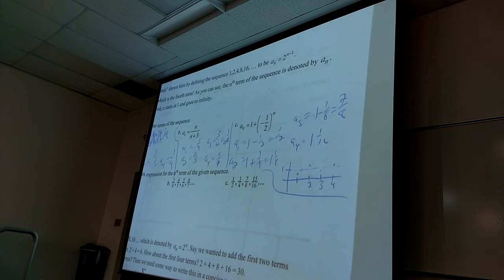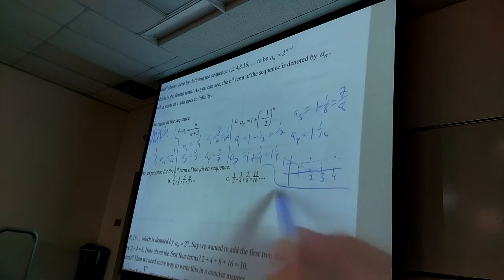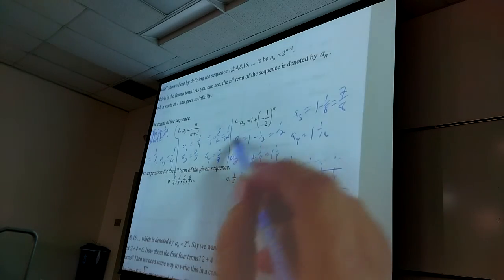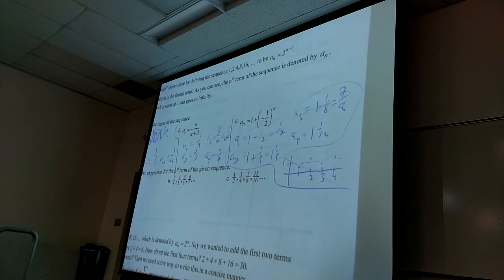All right. So all this right here was just extra stuff I did, okay? This is all you had to do for this problem, was get the first 4 terms. I like it.